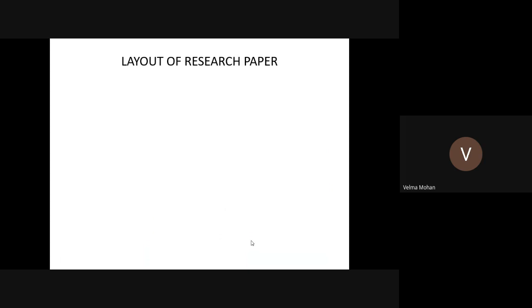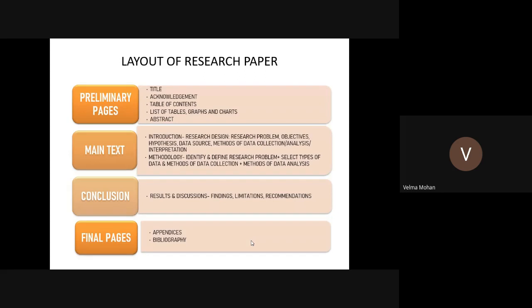The researcher writes the report in an objective style following the guidelines given either by the guide or the handbook prescribed, like MLA, Modern Language Association, APA, American Psychological Association, Harvard, Chicago. The layout of the research paper, you can see, you have the preliminary pages, you have the main text, the conclusion, and the final pages.